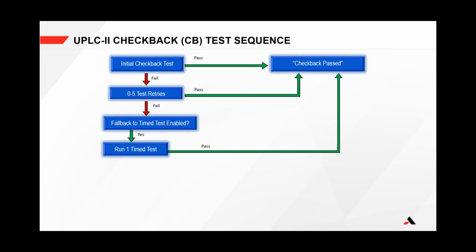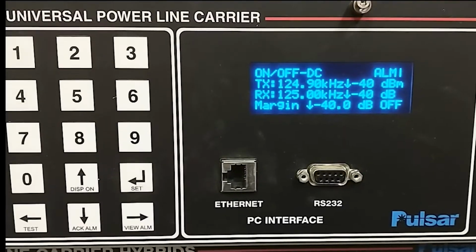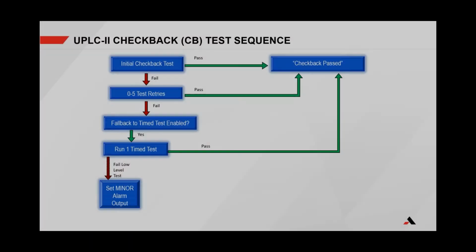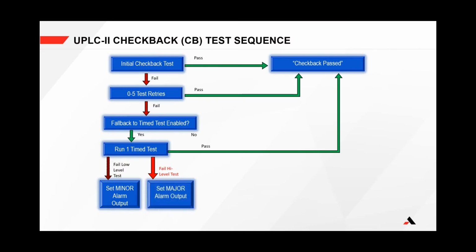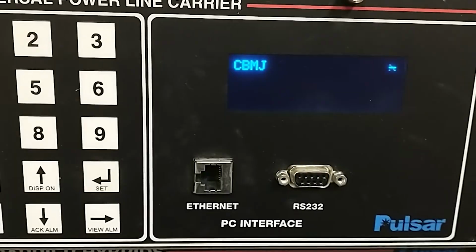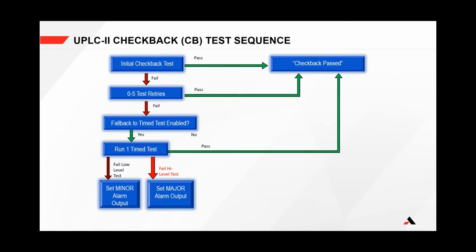If this is a low-level test, then we will wait until high-power tests are completed. If the high-power test passes, we set the minor checkback alarm, shown here on the UPLC front panel. If this is a high-level test and it fails, we set the major checkback alarm, shown here on the UPLC front panel. If fallback is not enabled, then the appropriate alarm outputs would be set after all retries.